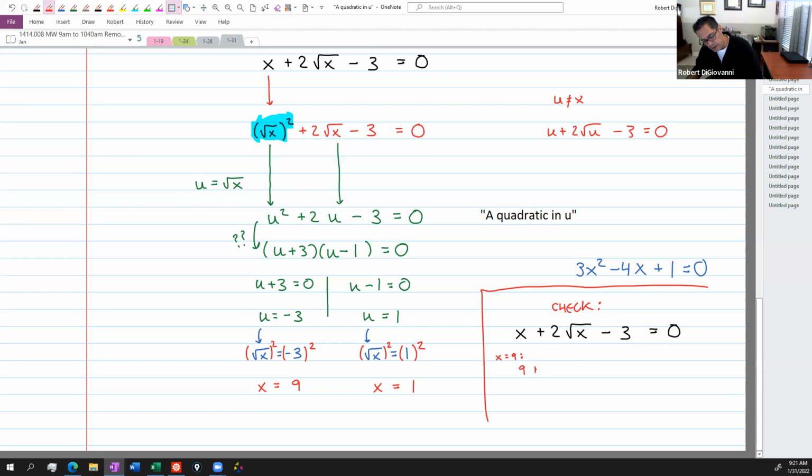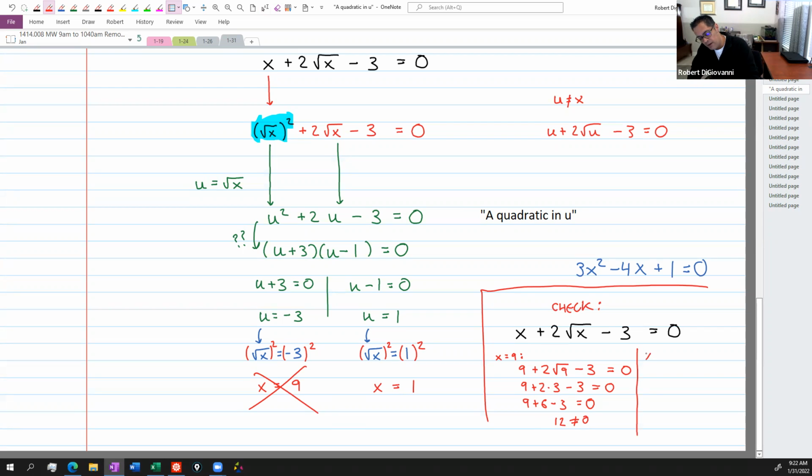So we would get 9 plus 2 square root of 9 minus 3. And the question is, does that equal 0? So order of operations, square root of 9 is 3, right? This is 9 plus 2 times 3 minus 3. Does that equal 0? 9 plus 6 minus 3. I don't think that equals 0, does it? It does not. This is 12 on this side, and 12 doesn't equal 0, which means that 9 is not a solution. So we have to go check the other solution, 1.